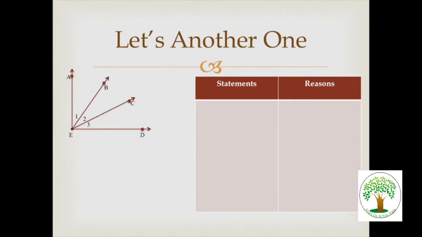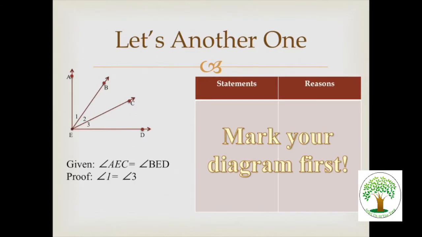Here is the given. We're going to mark our diagram, and I'll let you mark that diagram. Notice I did have to do the angle AEC and BED. Please mark those as congruent. We're trying to prove that angle 1 and 3 are congruent to each other. Give me a heads up when you've marked it. Okay, here we go. I'm marking that AEC is equal to BED, and we're trying to get to the idea that angle 1 is equal to angle 3.